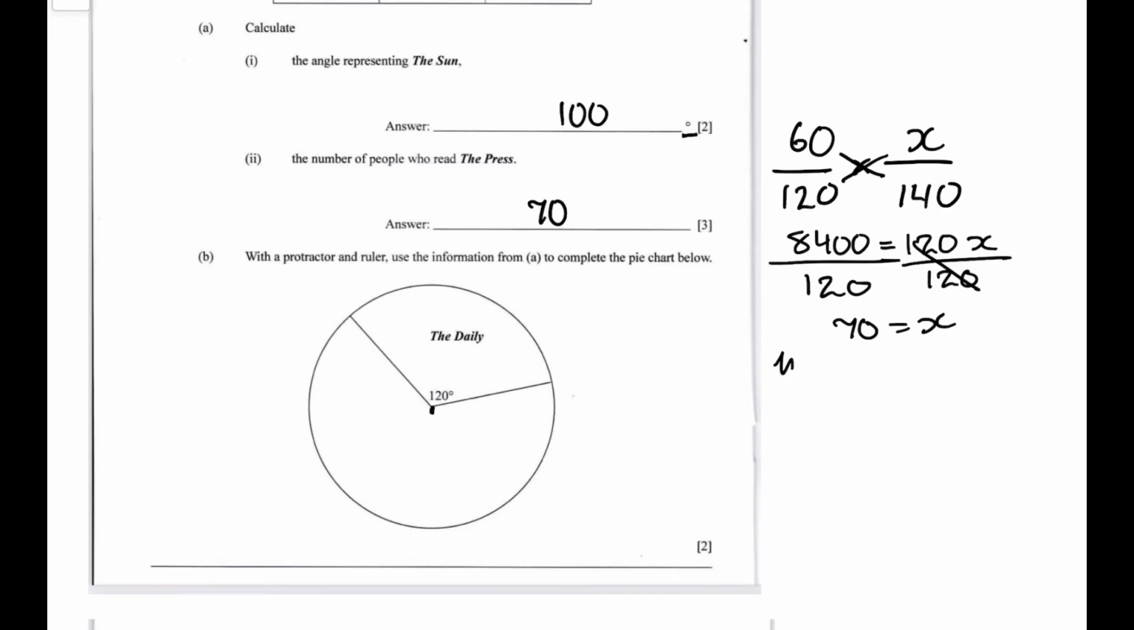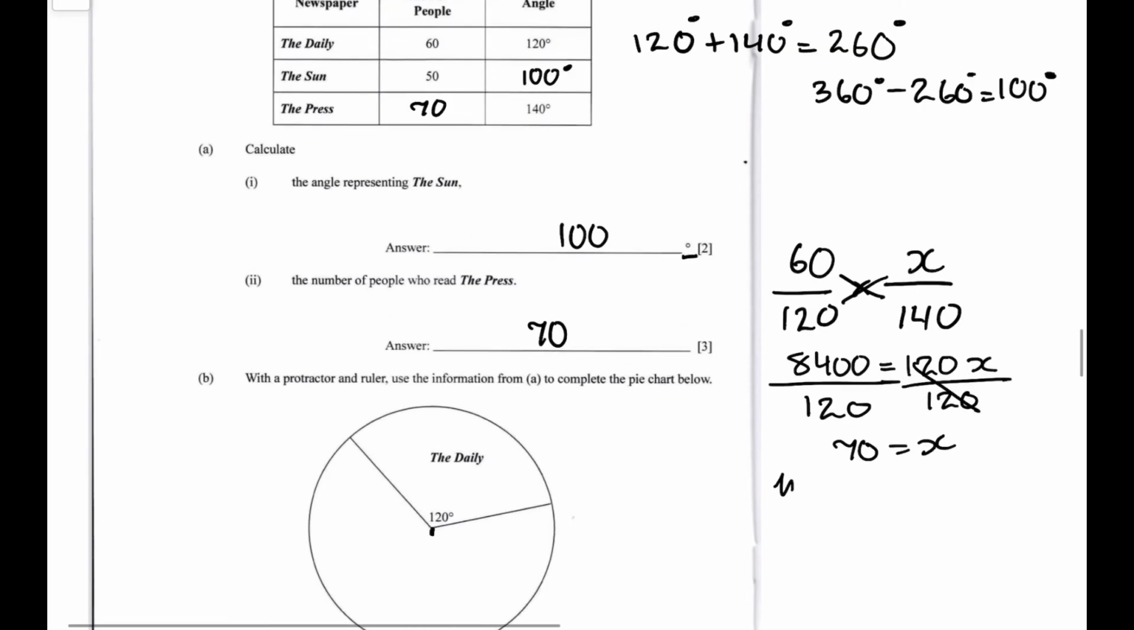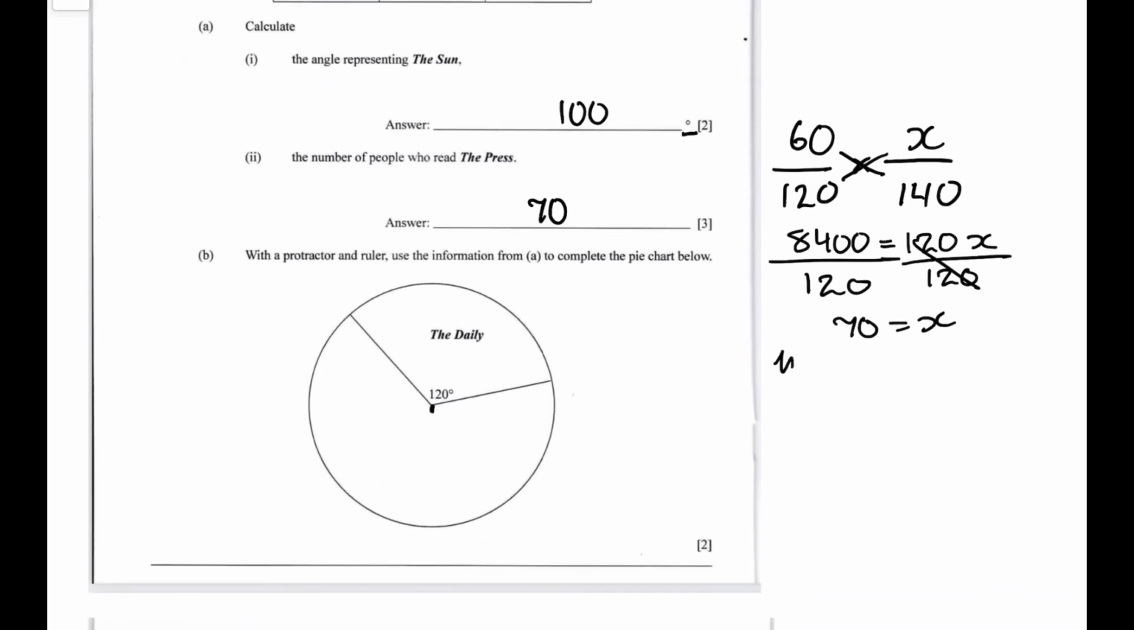But when you have the paper, you get your protractor and you get your ruler, and you're basically measuring out the angles. So because this is 120, I'm going to bring this a little bit lower. Try to make it look like 140. So I would say that this would be the Press, and this would probably be the Sun. But you can get your protractor and your ruler and try that question.